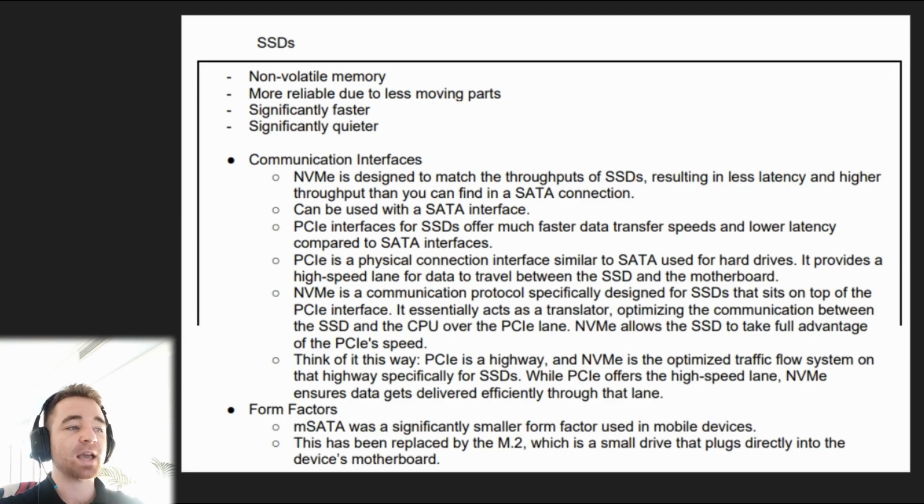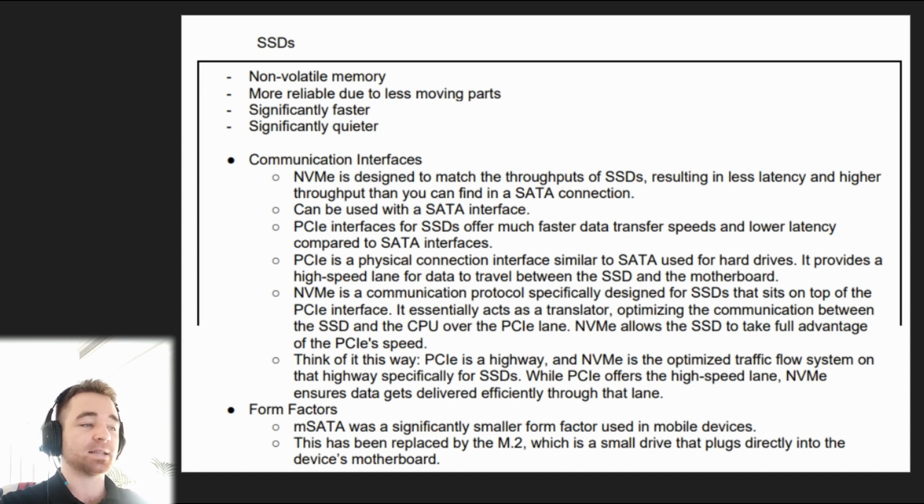So we'll go ahead and move on to SSDs now. SSDs, solid state drives, are non-volatile memory, which we covered last time. The memory don't need no man. It stays there even if the power goes away. They are more reliable than HDDs because there's no moving parts. It's all digital. There's nothing physically moving, which means there's less that can go wrong, which is a good thing, and it means they are faster and they are quieter. They're not spinning around. There's no annoying sounds. They're quiet. It's like stealth mode activated.